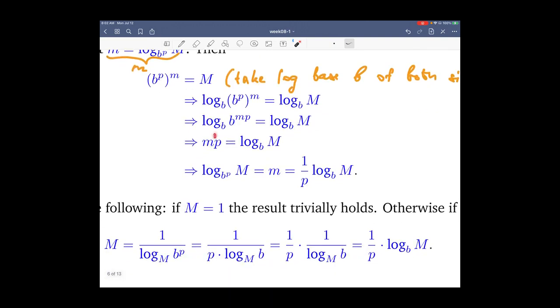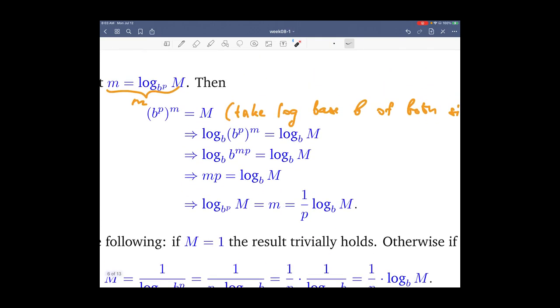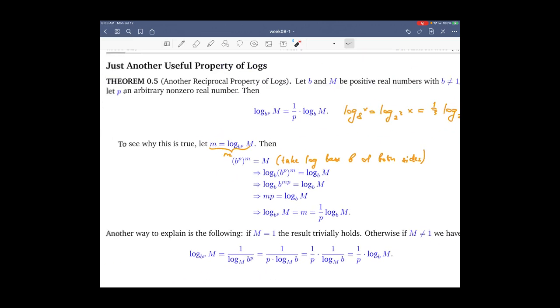From here, immediately, little m, which is on the one hand, by its definition, log capital M of base B to the P, solving this for m gives me that m is 1 over P times log M base B. Very simple proof.